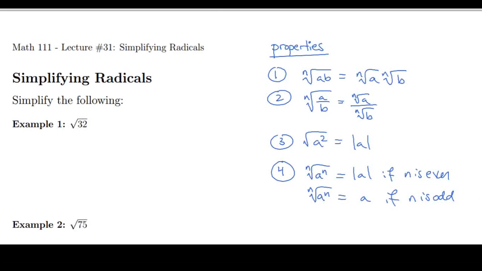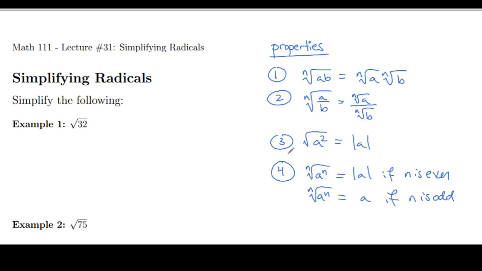So our next lecture is on simplifying radicals, and we're going to have some properties similar to the previous section, but now we're going to be simplifying radical expressions. So if I have to take the nth root of a product AB, you can break that up as the nth root of A times the nth root of B. Another property is if you take the nth root of a quotient, you can break that up as the nth root of the numerator divided by the nth root of the denominator.